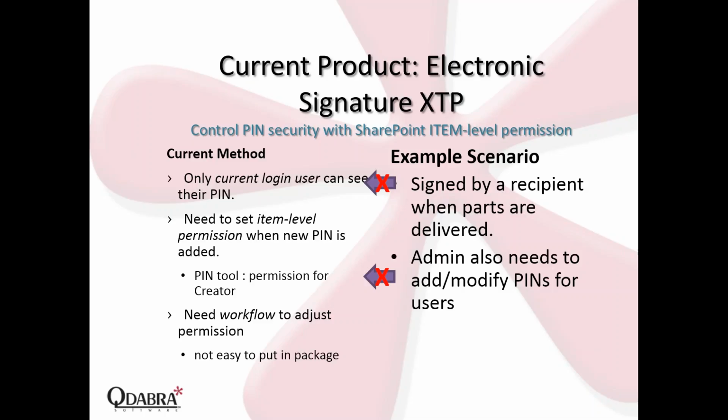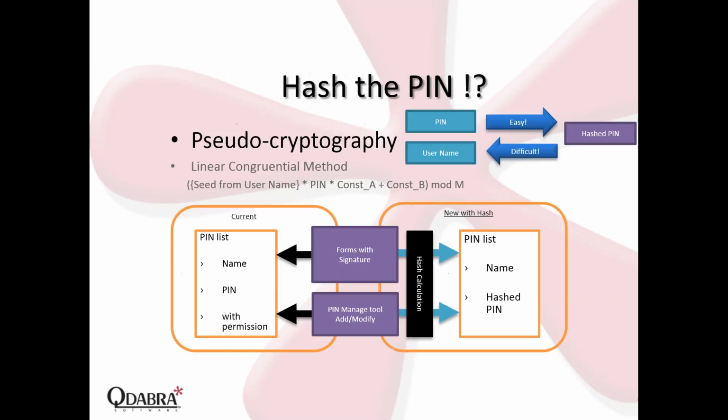So this was not ideal in their case, because when a part is being delivered, you can't have the person receiving it log into SharePoint on the tablet, make sure that they are themselves, and then sign for it. They needed a way to do this more quickly. So what we came up with was a hashing approach.